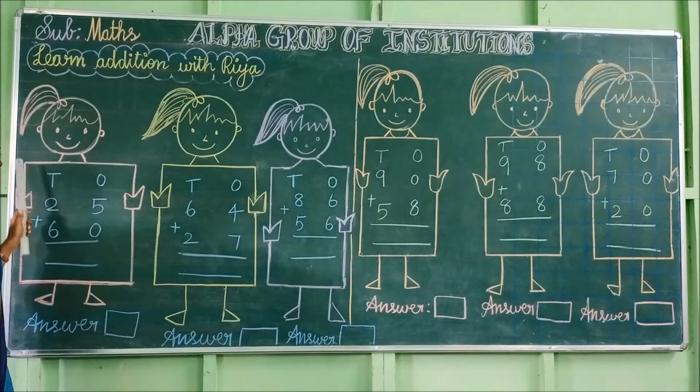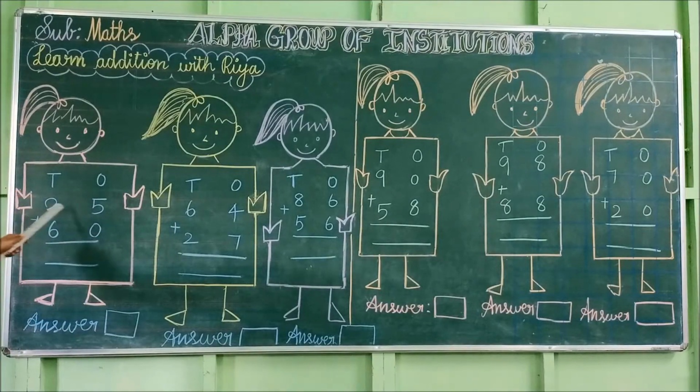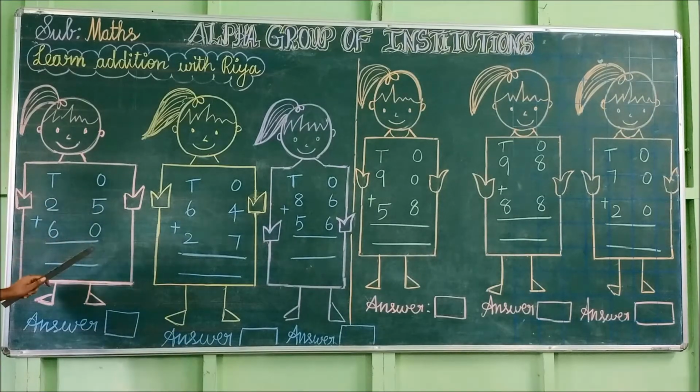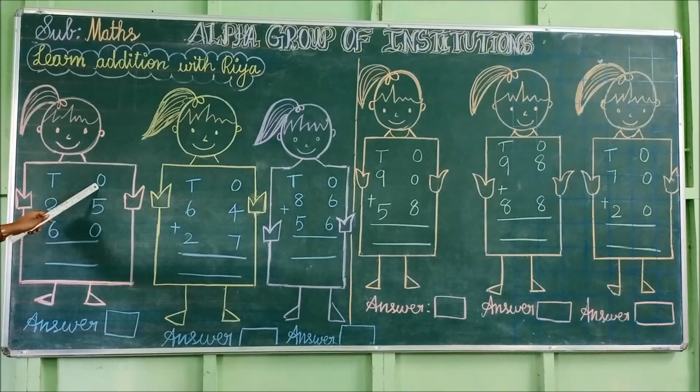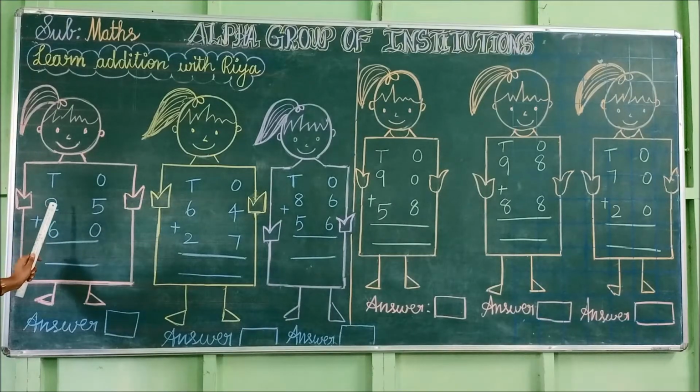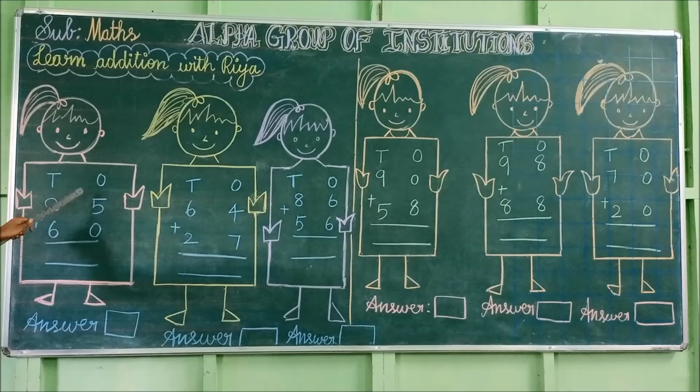See the first sum: 25 and 60. The first number is 25 and the second number is 60. We are going to add 25 and 60. See what is in the ones place? In addition, we should add the ones place first and then go to the tens place.